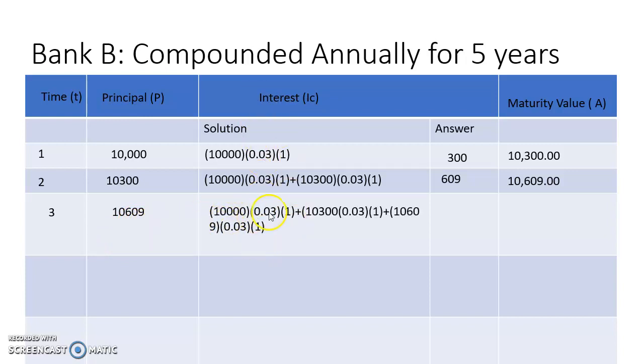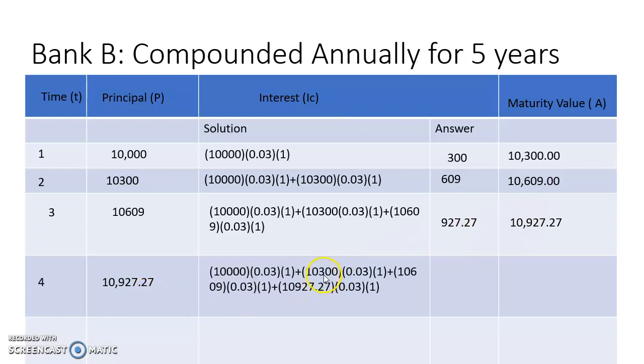For the third year, the principal is 10,609. Okay, interest is this. Ito lang yan. For the first year plus interest for the second year plus this, the interest for the third year. We combine this. So the interest for the third year is 927.27. Maturity value is 10,927.27.